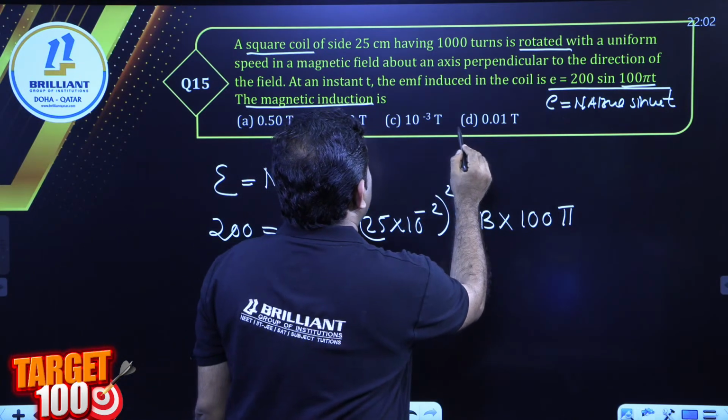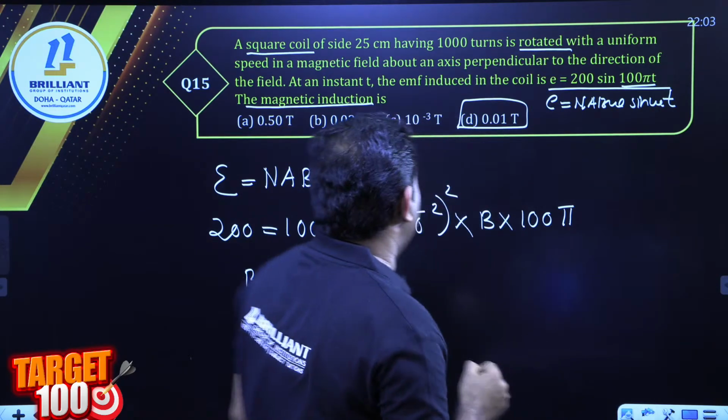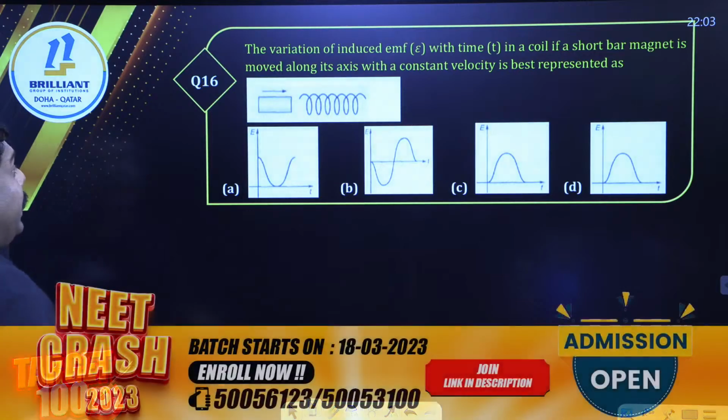So you can find the B value from this directly. The answer is coming 0.01 T. Option D is the right answer, 0.01 T. Okay, now the next question.